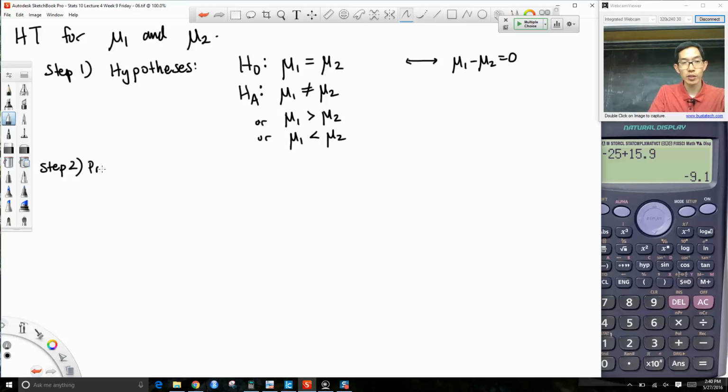Step 2 is our preparation step, where we check conditions, and then we determine or select alpha.